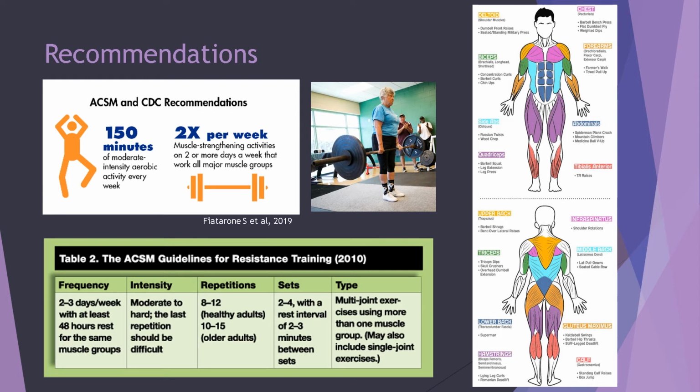So how often are we supposed to be doing resistance training? The American College of Sports Medicine and Center for Disease Control and Prevention recommend that along with your 150 minutes of moderate intensity aerobic exercise, you should be performing weight training at least twice per week. You should always make sure that you're targeting all the major muscle groups as highlighted in all the pretty colors on the right-hand side.